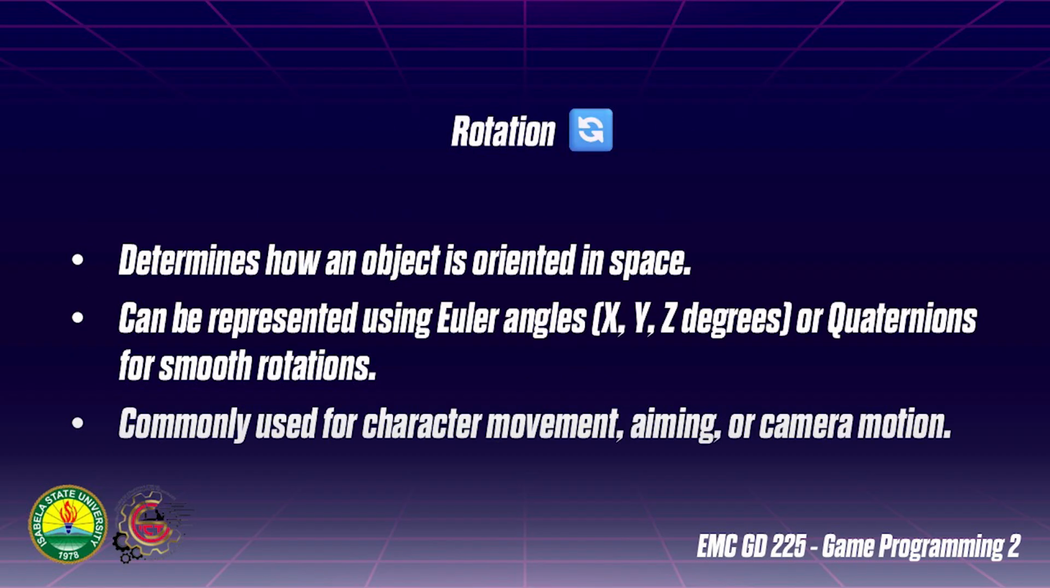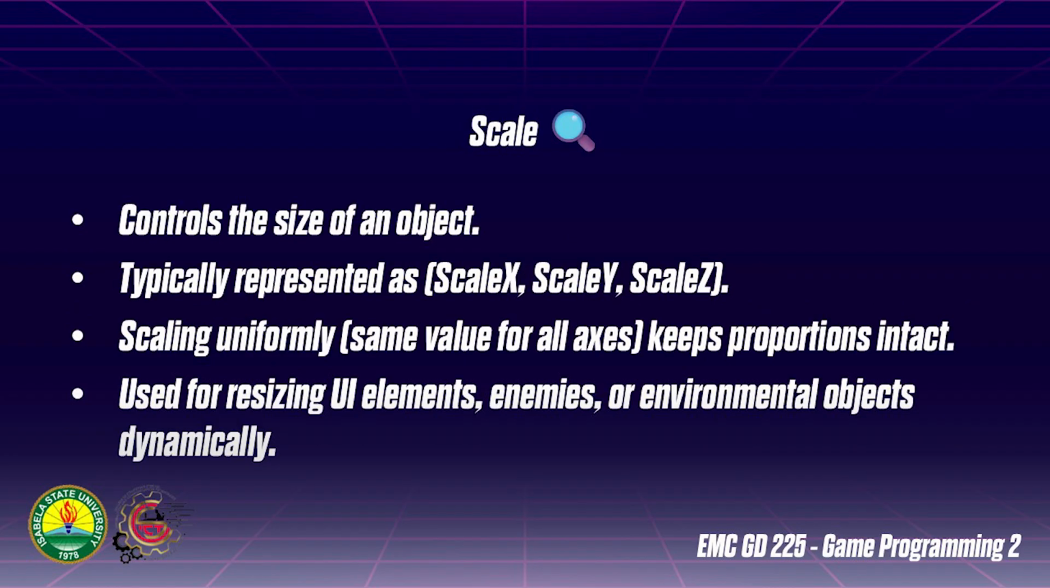The next one, rotation. Determines how an object is oriented in space. Can be represented using Euler angles, XYZ degrees, or quaternions for smooth rotations, commonly used for character movement, aiming, or camera motion. Next one, scale. Controls the size of an object, typically represented as scale X, scale Y, and scale Z. Scaling uniformly, the same value for all axes, keeps proportion intact. Used for resizing UI elements, enemies, or environmental objects dynamically.